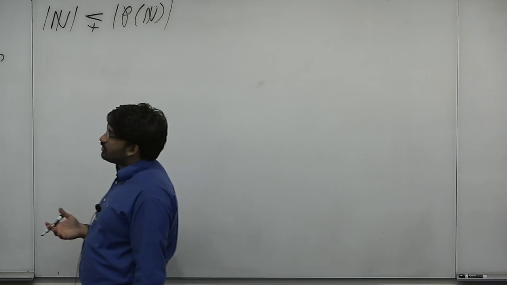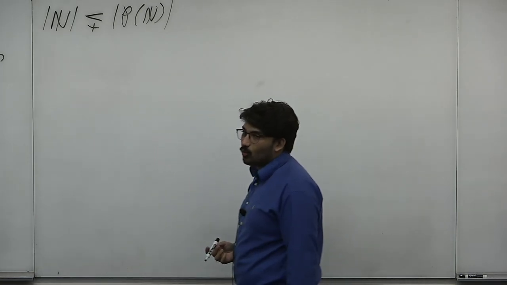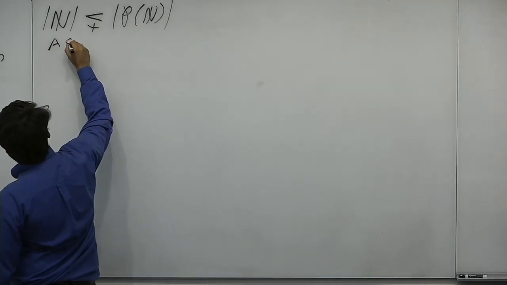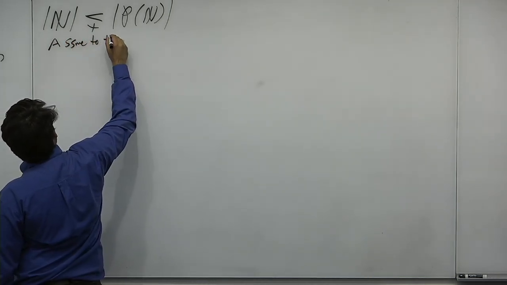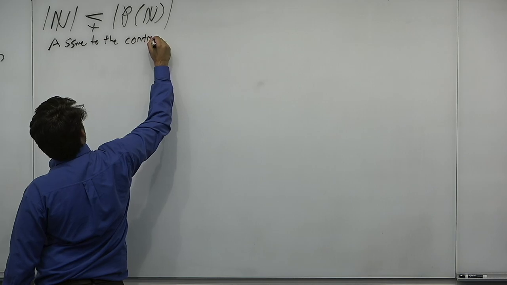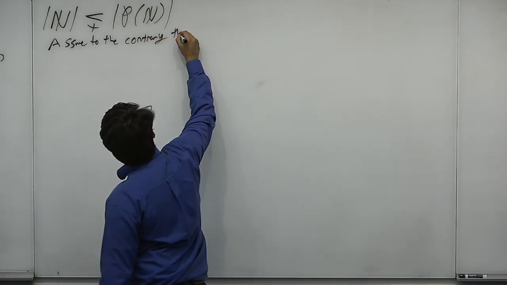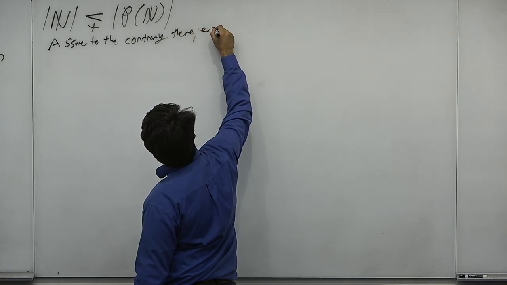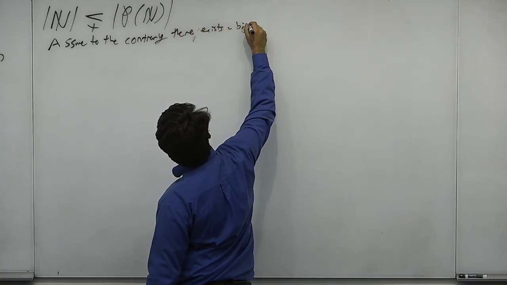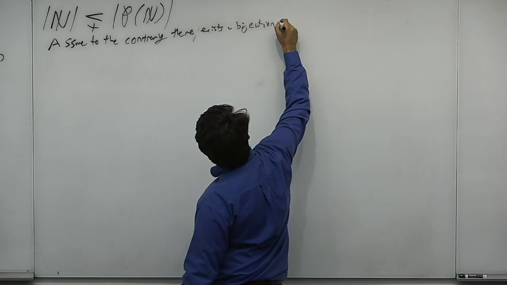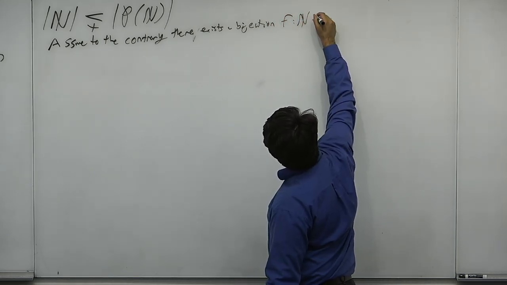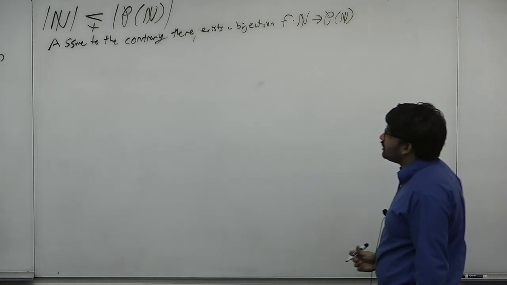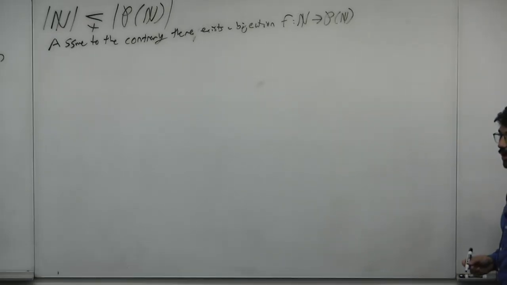Such a proof that there does not exist a bijection, of course, can only be done one way, which is by assumption to the contrary. Assume to the contrary there exists a bijection from the set of the naturals to the power set of the naturals, right? Assume to the contrary there exists a bijection from the naturals to the power set of the naturals.